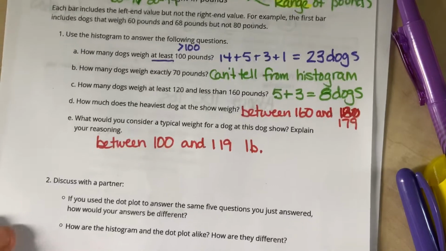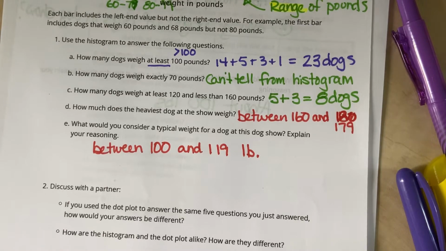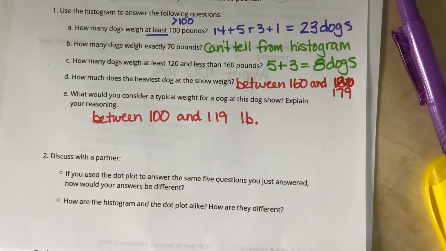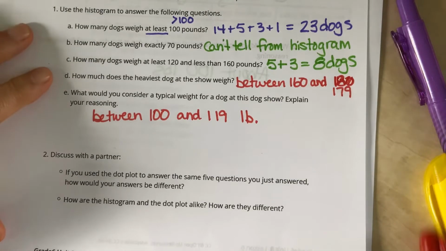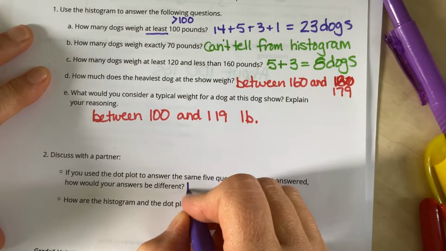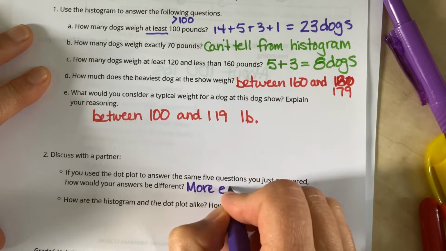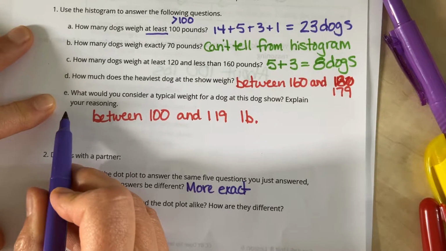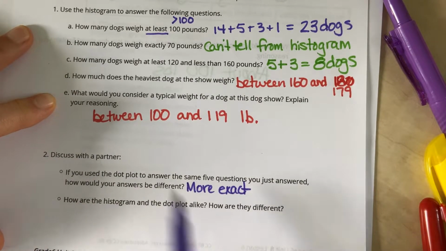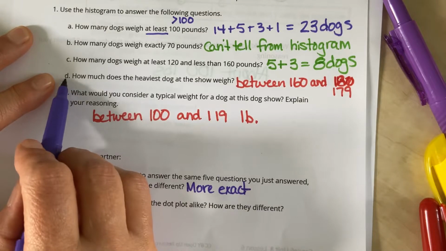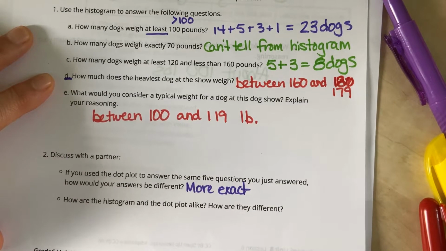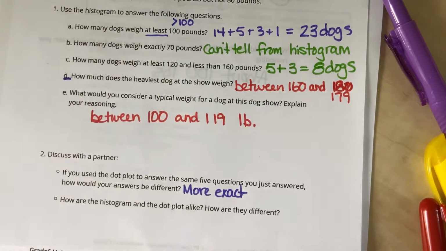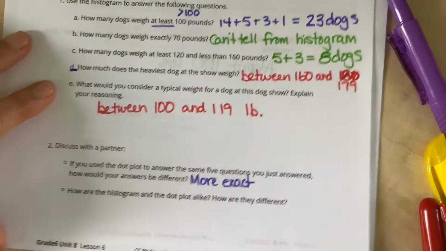All right, discuss with a partner. We don't have a partner, so we're going to discuss with ourselves. If you use a dot plot to answer the same 5 questions you answered, how would they be different? It can be more exact, okay? So the dot plot could be more exact. As in question E, I could be a little bit more exact. Definitely for D, how much is the heaviest dog, okay? And definitely for B.